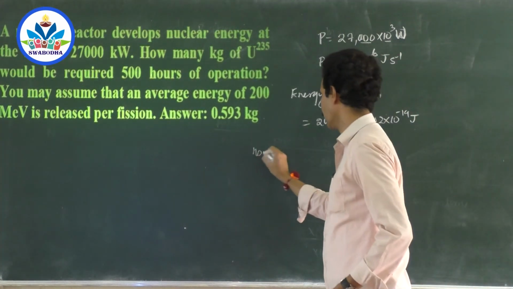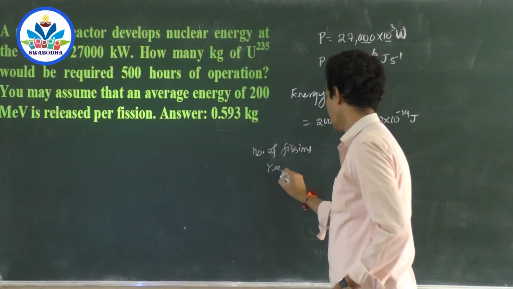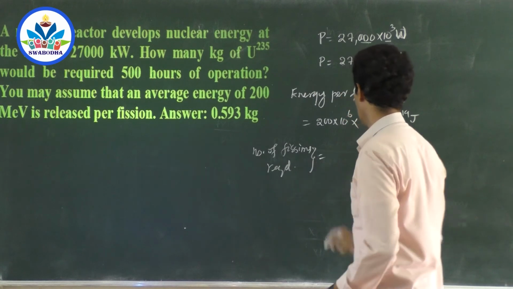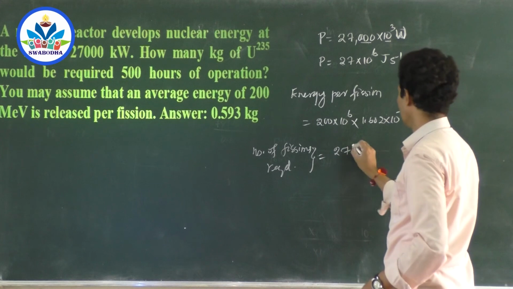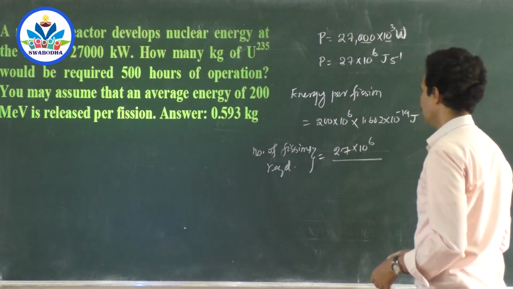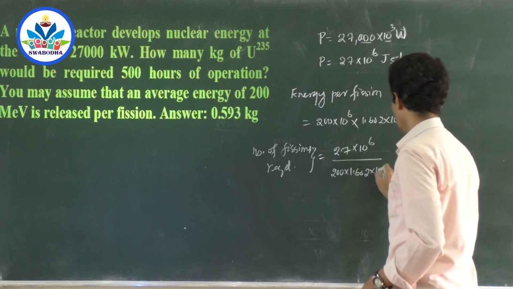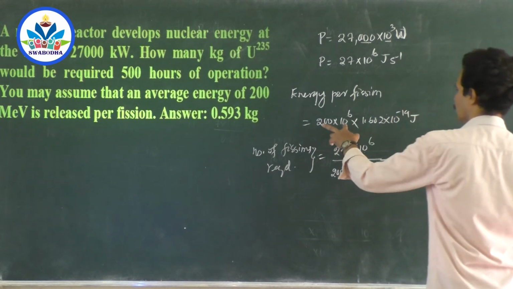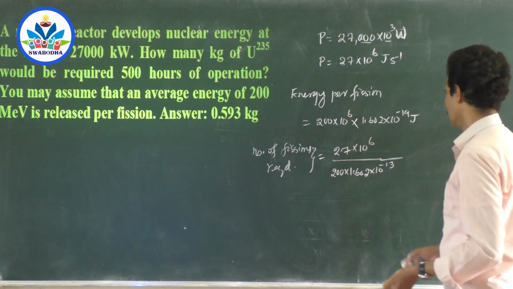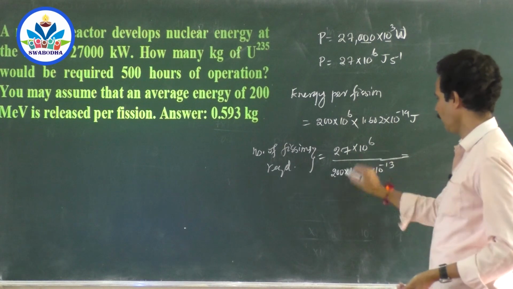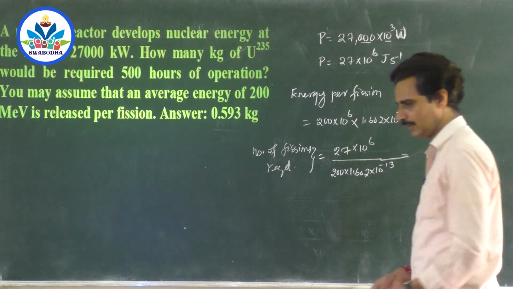Therefore, the number of fissions required is equal to, so we need this much energy, 27 into 10 to the power 6 divided by 200 into 1.602 into 10 to the power minus 13, right? 200 into 1.602 into 10 to the power minus 13. So much energy. So how many fissions will make this much energy? Correct? So how many fissions are required?